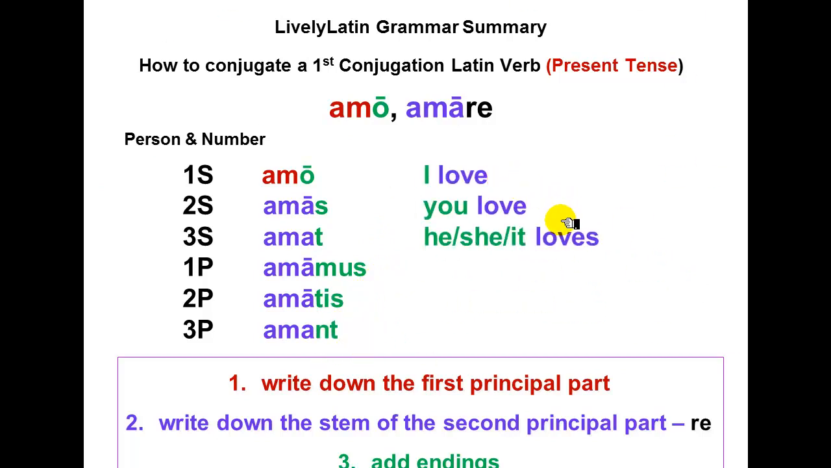I love, you love, he, she, it loves, we love, you all love, and they love. In Latin, the stem of the verb tells you the definition, whereas the ending tells you who has done the action. Amo, amas, amat, amamus, amatis, amant. I love, you love, he, she, it loves, we love, you all love, they love. We could also say I am loving, you are loving, he, she, it is loving, or I do love, you do love, he, she, it does love, etc. The present tense in Latin is rather flexible.